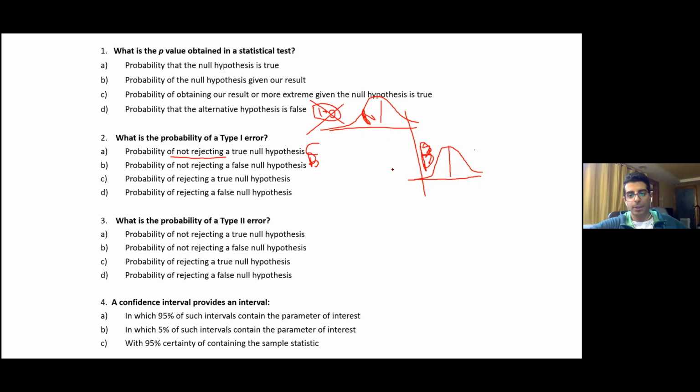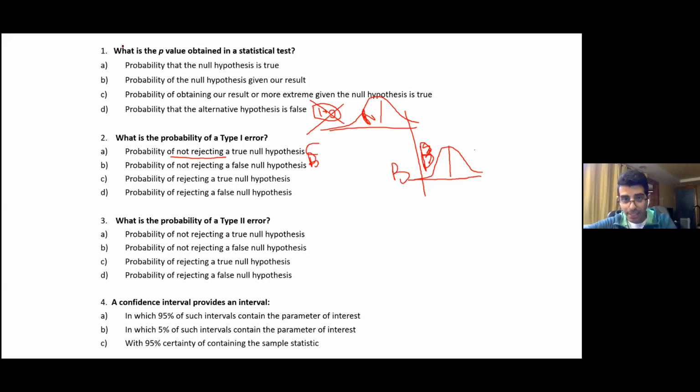Let me put beta here. Rejecting a true null. Why is it not alpha? Okay, wait. Rejecting a true null. Because look, it's not saying rejecting a true null. It's saying not rejecting a true null. It's tricking you. It's doing a double negative or whatever it's called. It's saying probability of accepting a true null hypothesis.